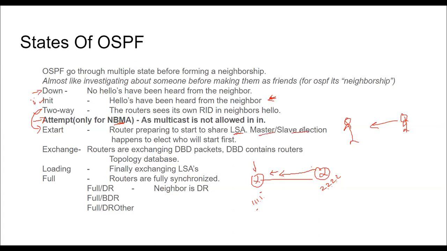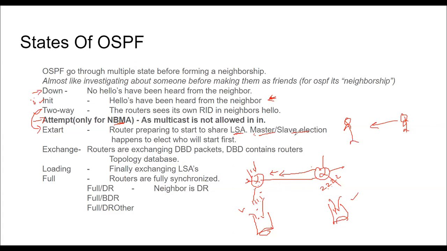Why master and slave? See, both of them have prefixes. For example, I have prefix 1, prefix 2, prefix 3, whatever IP addresses. Here also they have prefixes. So what is an LSA? LSA is a bucket where you put all the prefixes, right? So now I am ready with my LSA. He is also ready with his LSA. Who will exchange first? For that, a master slave election will happen, and whoever has the highest interface IP wins.